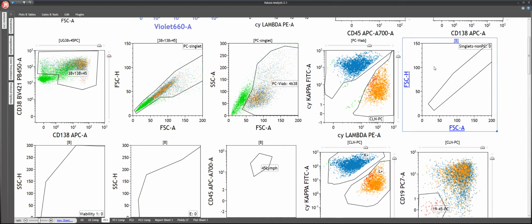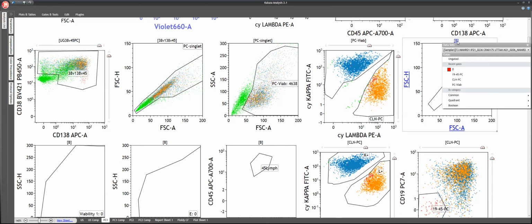We have looked into the singlet cells, but what we have done is we have excluded plasma cells from the gate. We took the singlet non-plasma cells so that we can exclude doublets, but at the same time we are not excluding plasma cells because we are using plasma cells in a different gating strategy which we have evaluated.